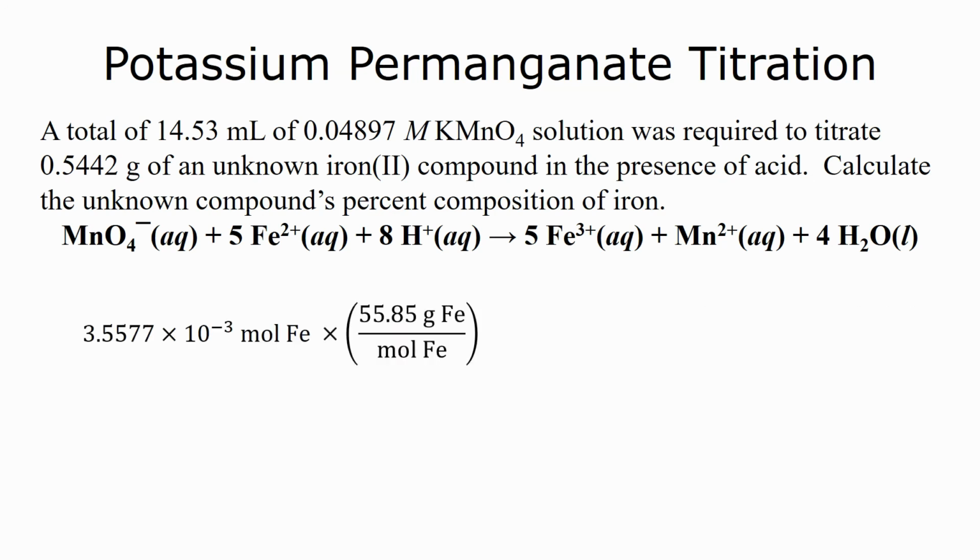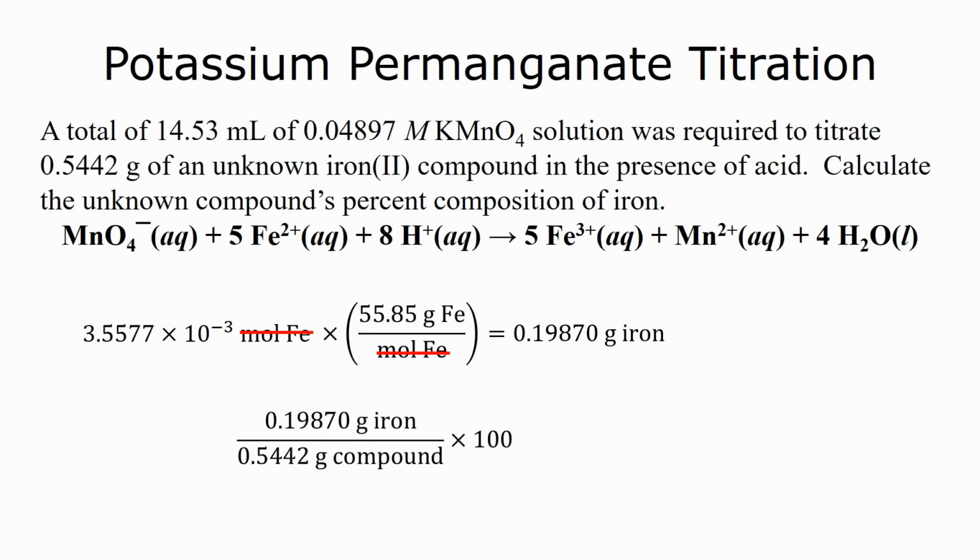Now we need to convert moles of iron to mass using the molar mass. And now that we have the mass of iron that we have titrated, we can divide that by the mass of the sample. We don't need to know what the sample was, we just need to know what the mass was. And according to our titration, this compound is 36.51% iron.